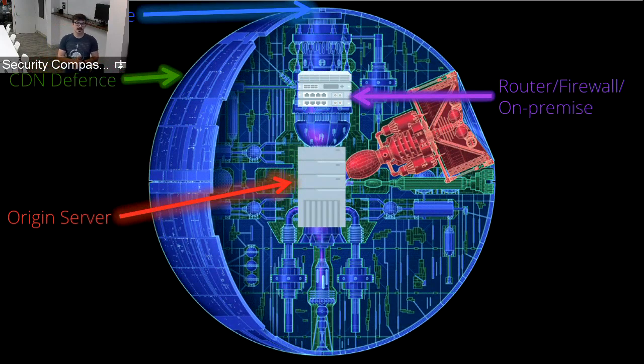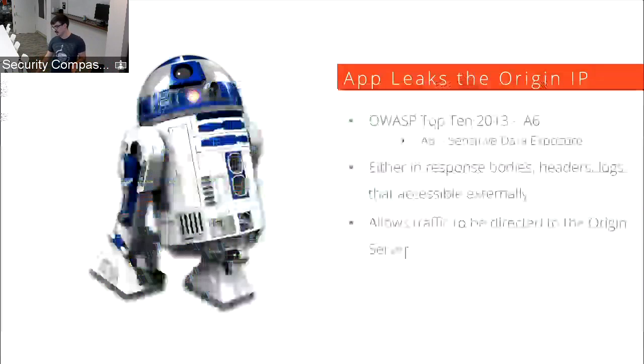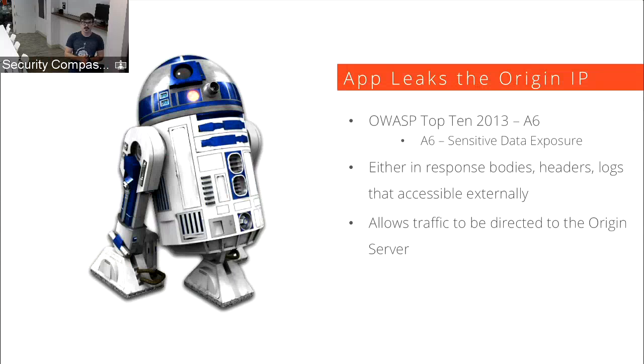And so one vent hole is potentially when your application leaks the IP. If your application leaks the IP, an attacker can then bypass your defenses. With the CDN defense, you want to consider your origin IP sensitive data. So this can actually be considered one of the OWASP top 10, the A6 sensitive data exposure, if you're leaking your origin IP to an attacker.